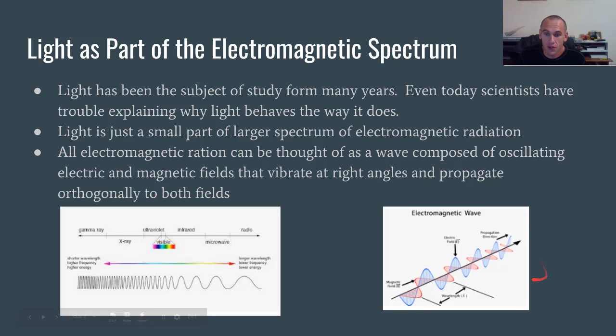That means it's composed of an electric field, that's this blue line here, and a magnetic field, that's represented by this red line here, that vibrate at right angles to each other and then move in a direction perpendicular to both of those. And this shows the whole spectrum of light.